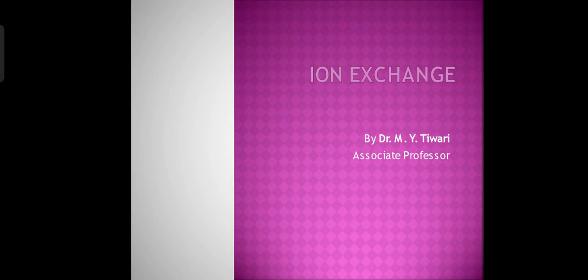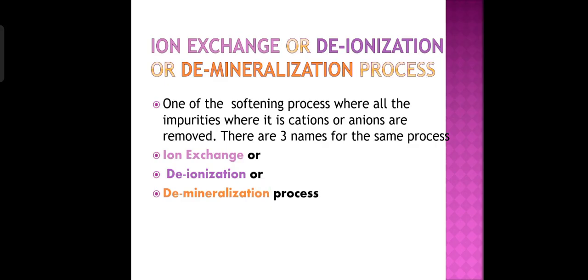Hello. The next softening process is the ion exchange process. Now this process is very useful in our daily life, and this process has one process and three names. The three names are ion exchange process, deionization process, and demineralization process. One process contains three names. Okay. Now, after studying the process, I will explain why these names are given to only one process.